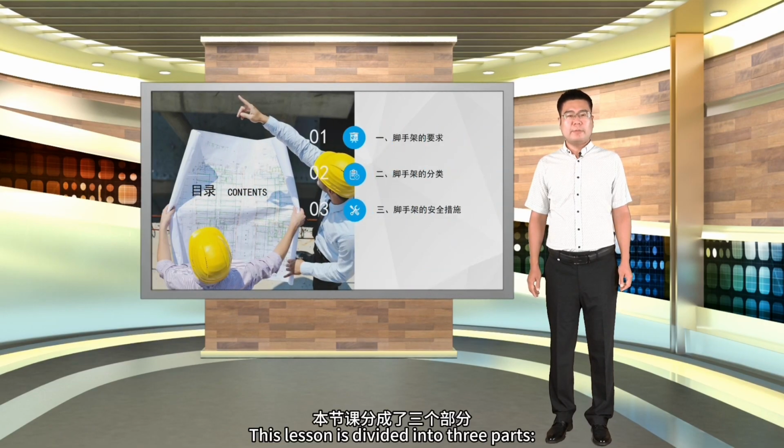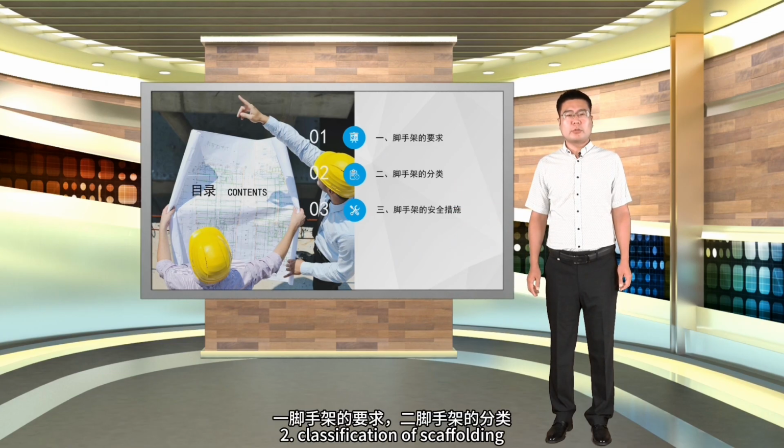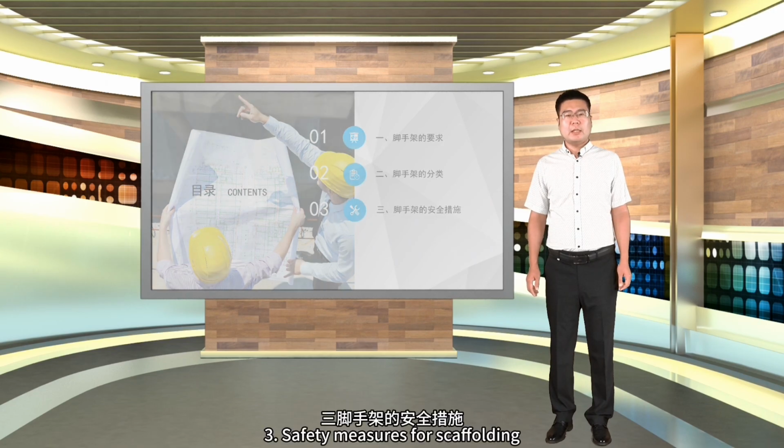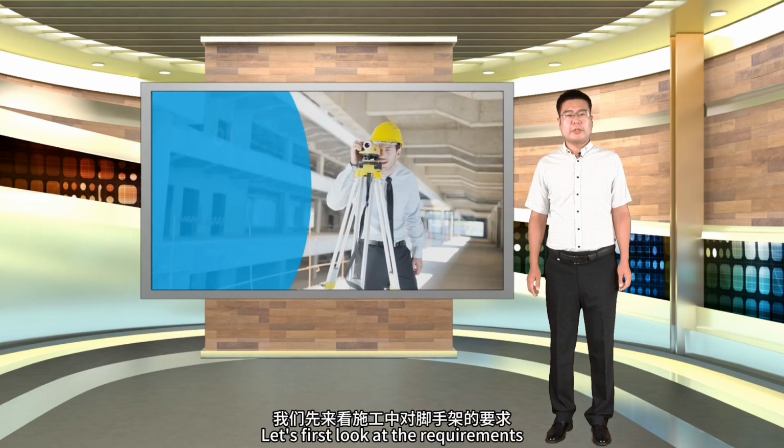This lesson is divided into three parts. First, requirements for scaffolding. Second, classification of scaffolding. Third, safety measures for scaffolding. Let's first look at the requirements for scaffolding in masonry construction.